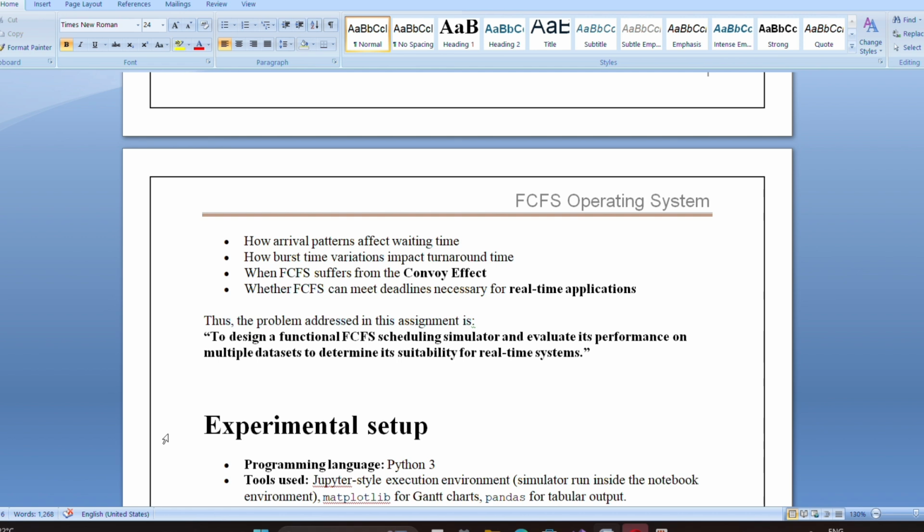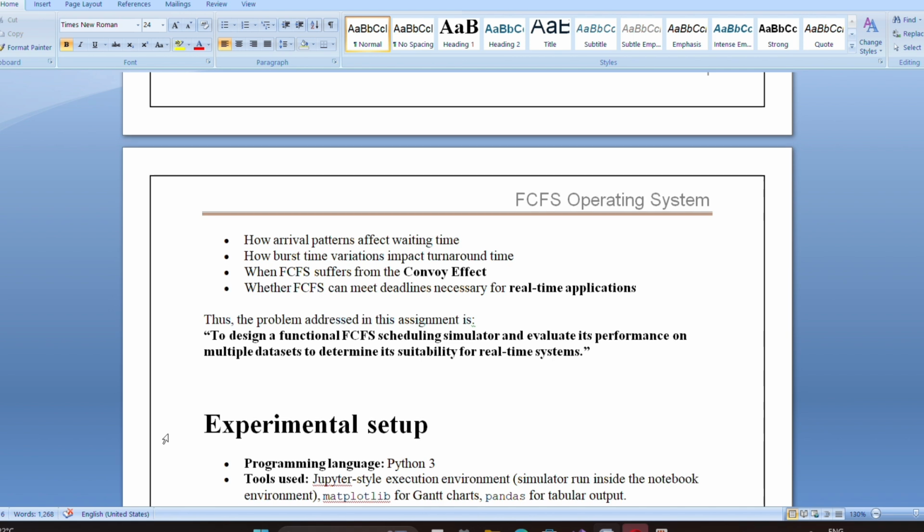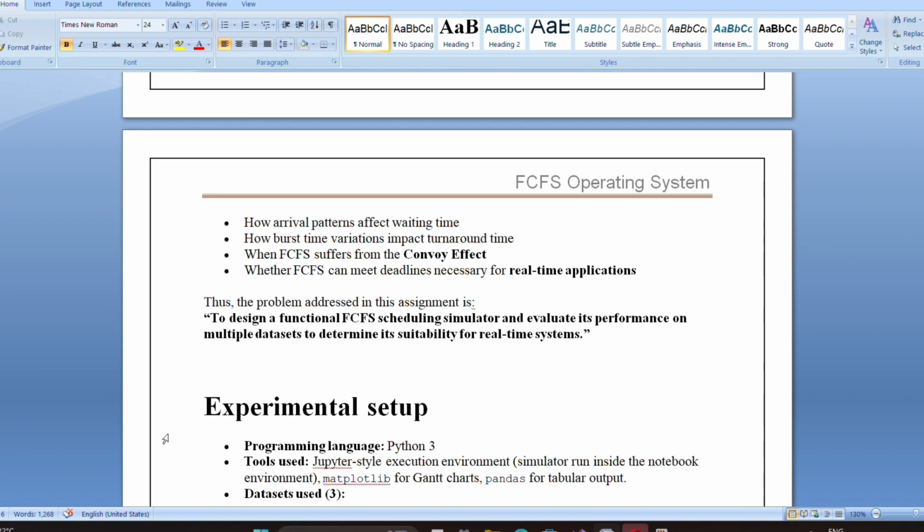These are the problems we are facing. Thus, the problem addressed in the assignment is to design a functional FCFS scheduling simulator and evaluate its performance on multiple datasets to determine its suitability for real-time systems.